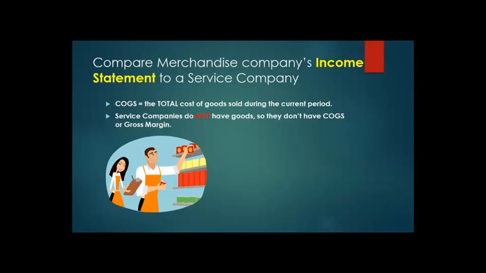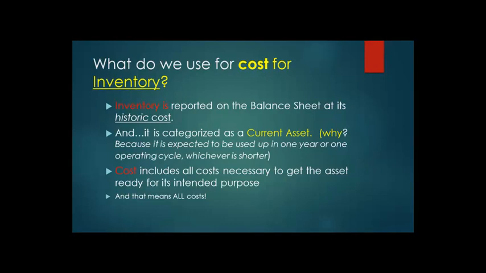So cost of goods sold is the total cost of goods sold during the current period. If it isn't sold, it's inventory. Service companies do not have goods, so they do not have cost of goods sold.